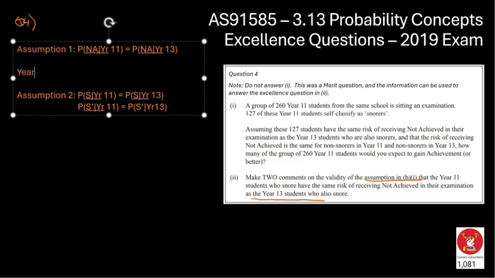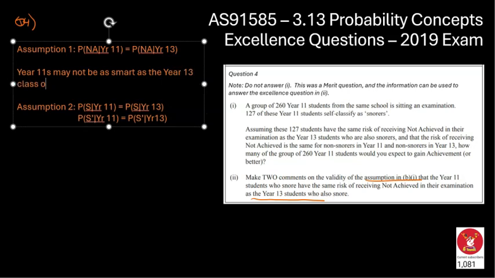So let's start writing that. Year 11s may not be as smart as the year 13 class, on average. And that's really due to their age, isn't it? Due to their age, the year 11s, their brain literally isn't developed enough, so it might not be as smart or as developed or as progressed as a year 13 would.